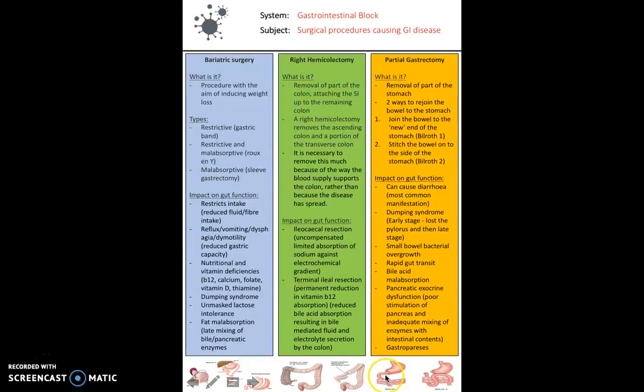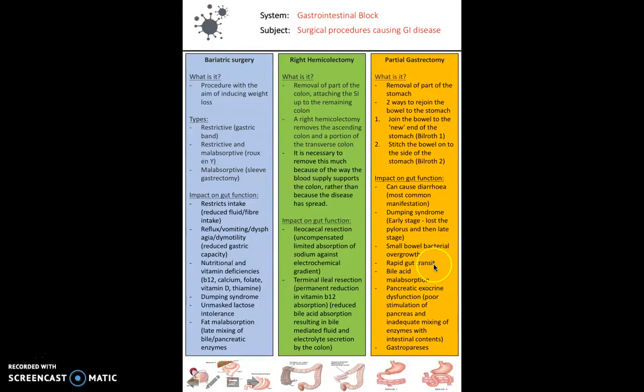So this is where the small intestine has been stitched onto the end of the stomach, and this is where your small intestine has been stitched onto the side of the stomach, so you can see the end of the stomach and the end of that small intestine has been almost closed and stitched up, and then this part of the small intestine has then been attached to the middle of the stomach, essentially the side of the stomach. So consequently, this can cause diarrhea. This is probably the most common GI malformation of this surgery. It can also cause dumping syndrome in early and late stages, due to the fact they've lost the pylorus.